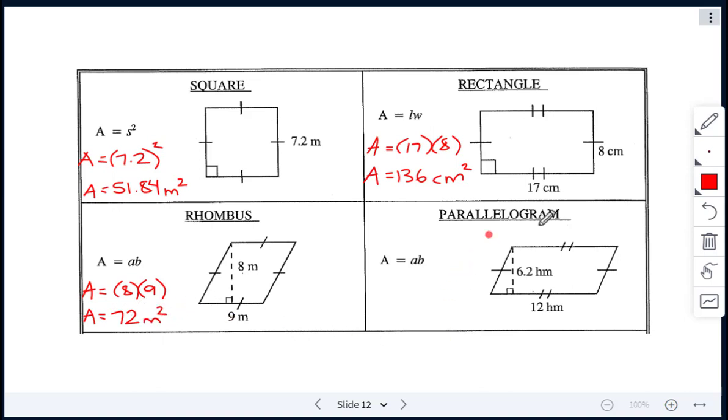All right, and then similarly for the parallelogram, altitude times the base. So here the altitude or height is 6.2, and then the base is 12. Okay, so multiply 6.2 times 12, that gives you 74.4, and then hectometers times hectometers, we use hectares, which is the hectometers squared.